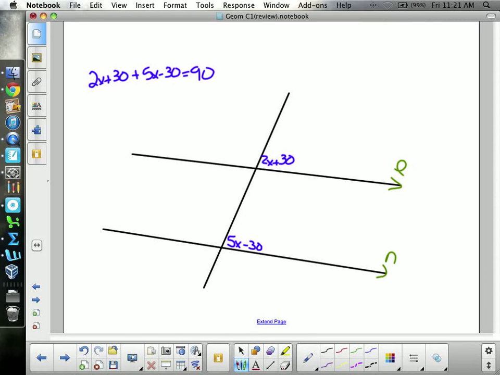Sammy. Why are they supposed to equal? What kind of angle pair is that? They're corresponding. Okay? Corresponding angles have to be congruent to make the lines parallel.